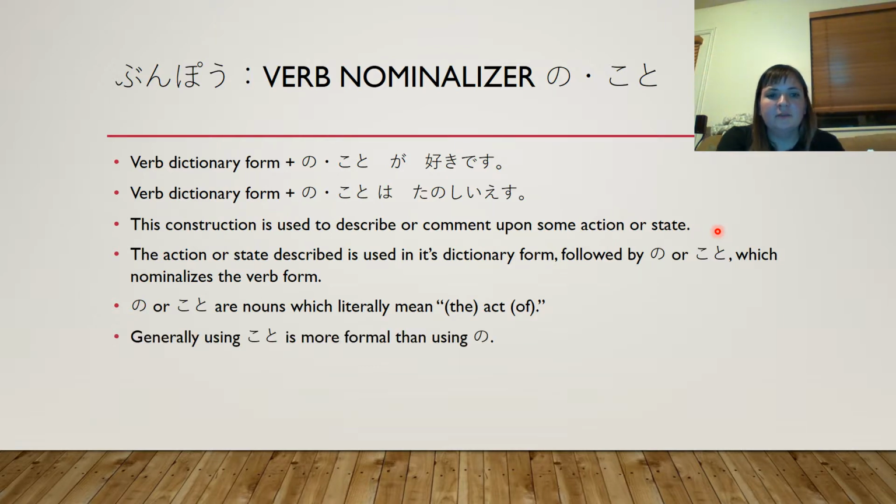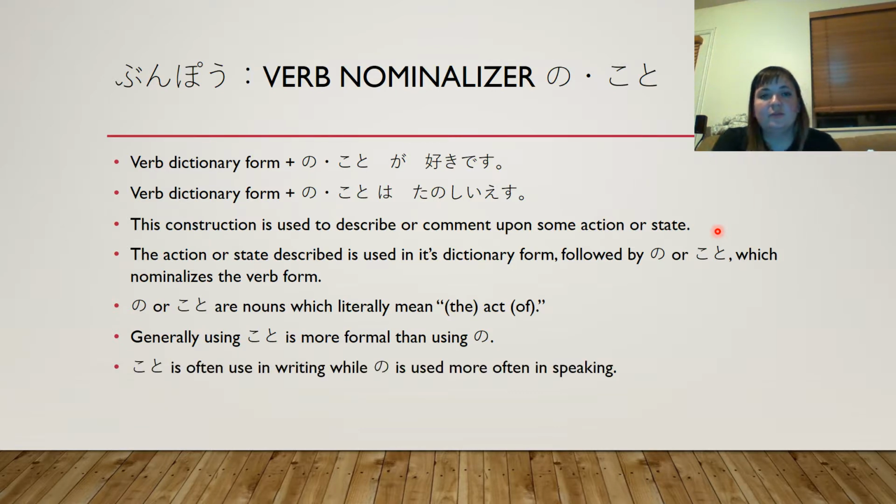Okay. Generally, using koto is going to be more formal than no, and koto is often used in writing, while no is used more often in speaking. We kind of already know how this works. You've noticed even in English that there are more formal words or phrases we use when we write. Same thing in Japanese. Some patterns we use more frequently in writing and they're more formal, and some we use more when we're speaking.